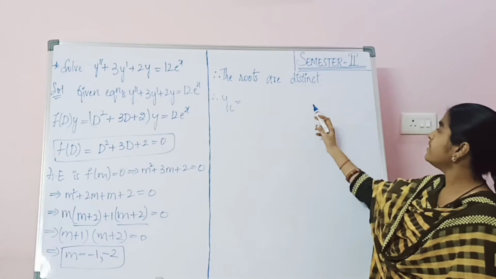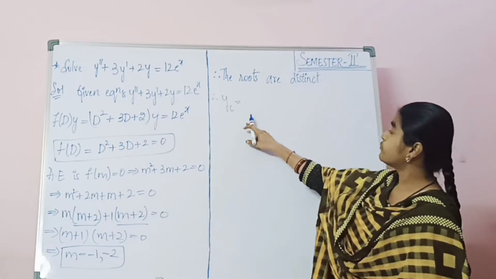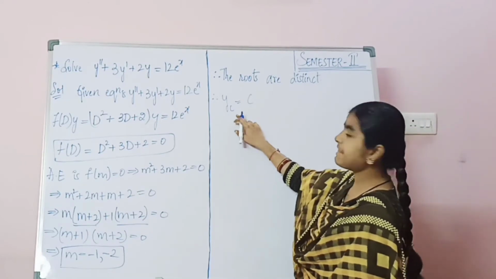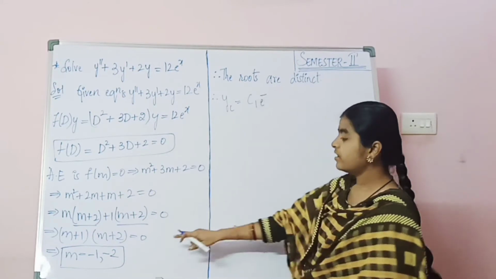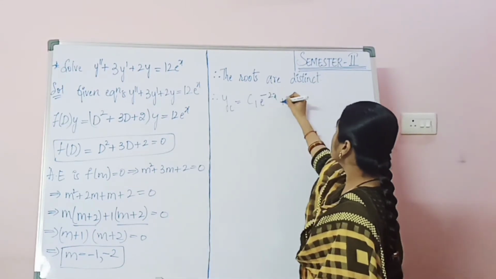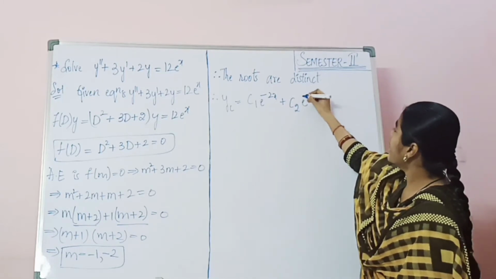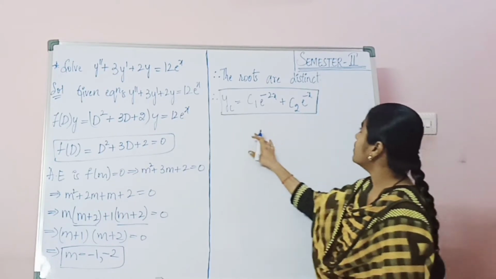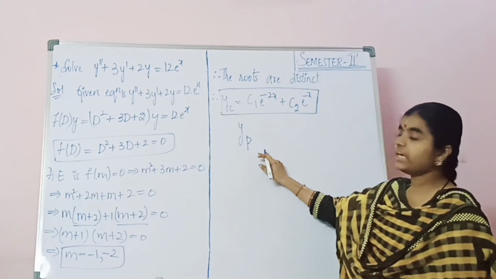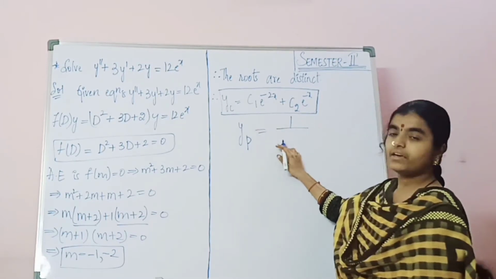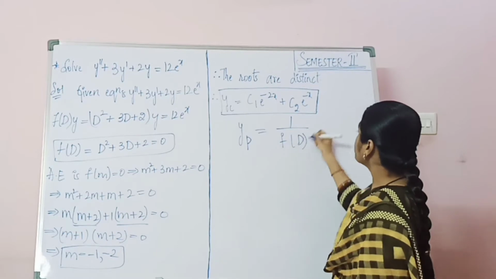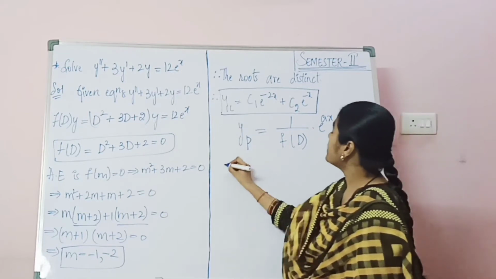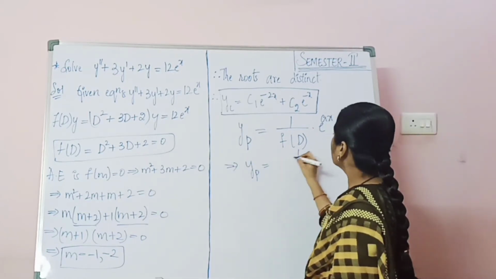So therefore here roots are distinct, means roots are different here. So what is the complementary function here? Roots are different means yc equals c1 into e power minus 2x plus c2 into e power minus x. So roots are different means this is the complementary function. Be thorough with the formulas. Next, now we have to find a particular integral. So yp equals, what is the formula here? yp equals 1 by f of D into e power ax. So that implies here yp equals, what is f of D here?